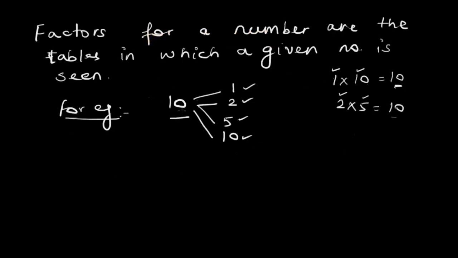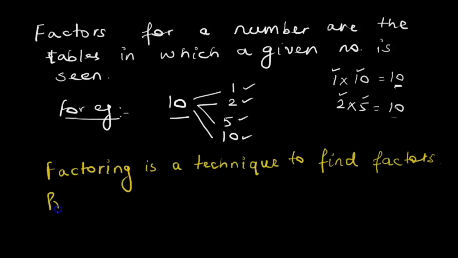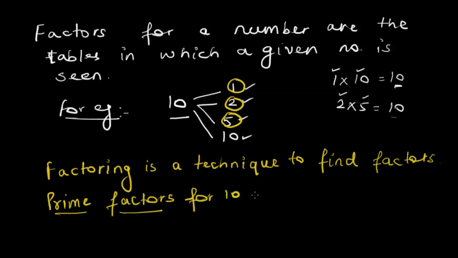Now, since we know the meaning of factors, factoring is a technique to find the factors for a number. There is another term associated with factors called prime factors. These prime factors are the factors that are prime numbers. So here 1, 2 and 5 are prime numbers because these numbers only come in their own table and the table of 1. 2 comes in the table of 1 and table of 2. 5 comes in the table of 1 and table of 5. If you are still unclear about the definition of prime and composite numbers, you can watch the prime and composite numbers video. So prime factors for 10 are 1, 2, 5.